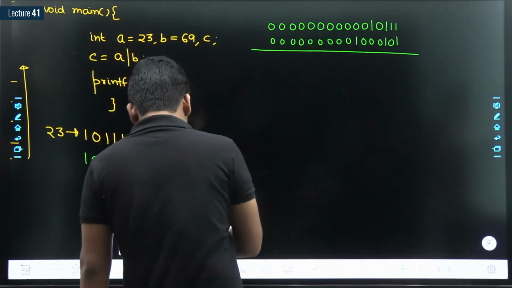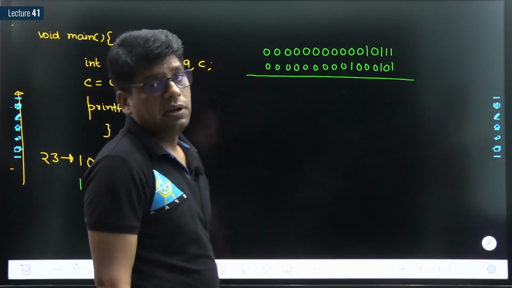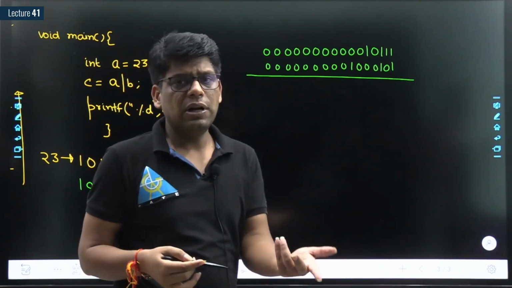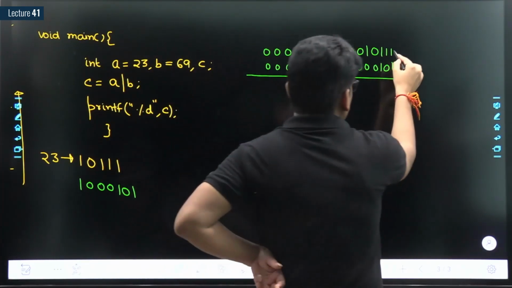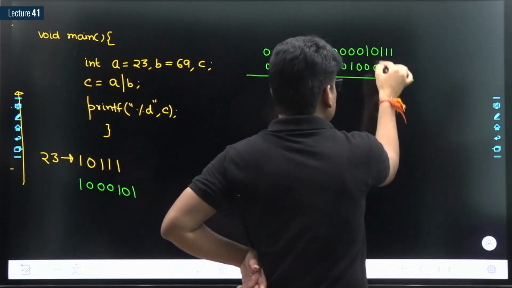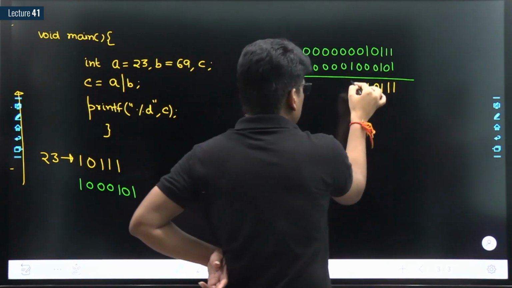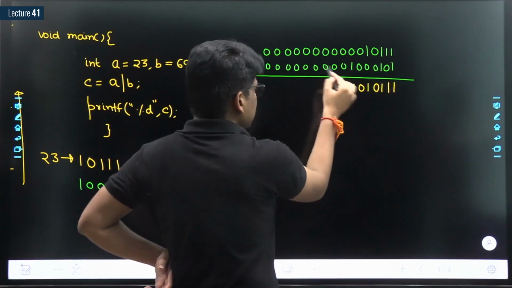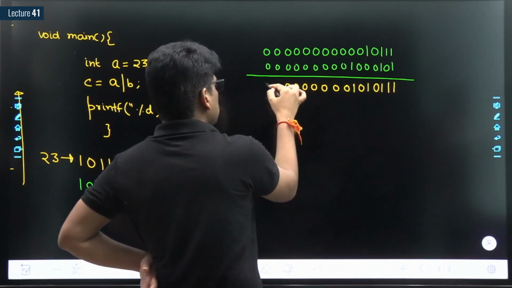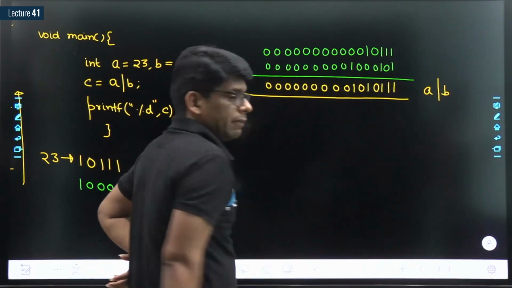Now, sir, let me perform bitwise OR. So, what does bitwise OR say? If at least one bit is 1, the output is 1. Otherwise, the output is 0. That means 1 and 1, both are 1, output 1. 0 and 1 gives 1. Both are 0, output 0. Then 1, 0, 1, 0, 0, 0, 0, 1, 1. Sir, for remaining bits, all are 0. That's why 0, 0, 0, 0, 0, 0, 0, 0, 0. That means this is the binary equivalent for A or B.